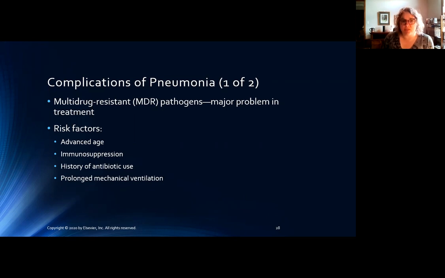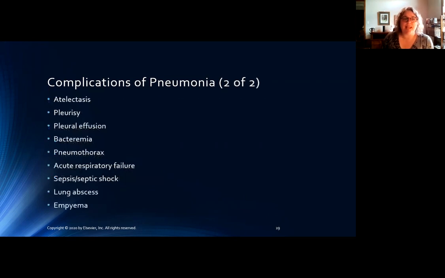Other complications of pneumonia include atelectasis, which is identified by chest X-ray. What it is, is a stiffening of that lung tissue. So atelectasis means that you have very stiff lung tissues. And on X-ray, it looks like ground glass opacities.